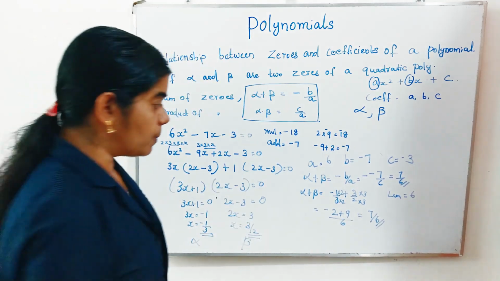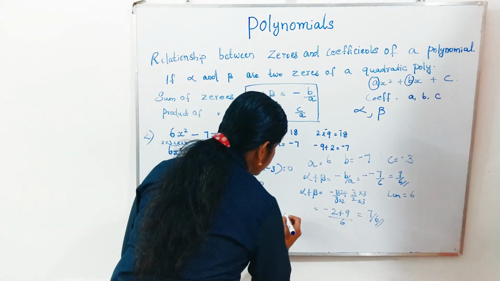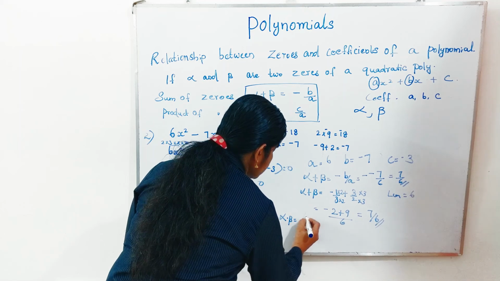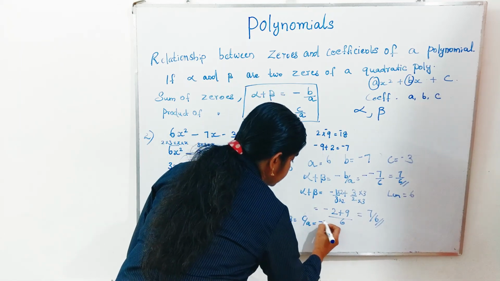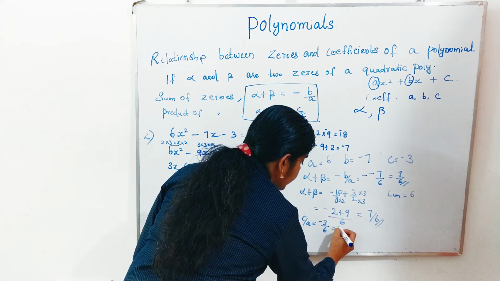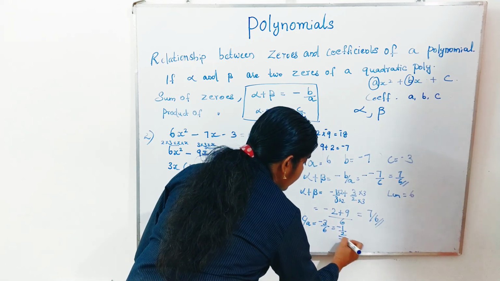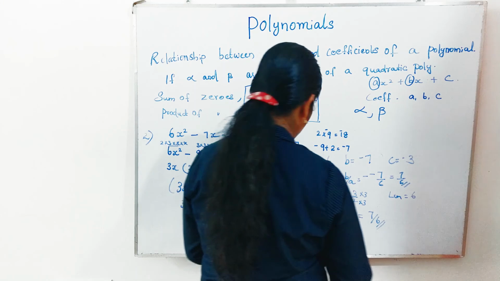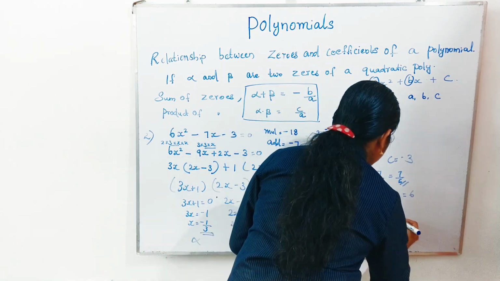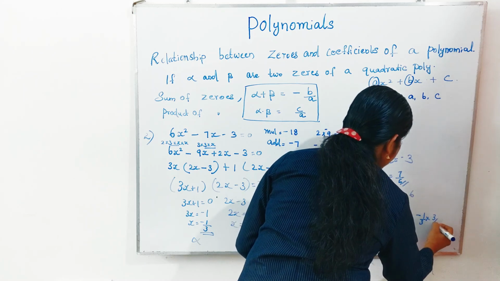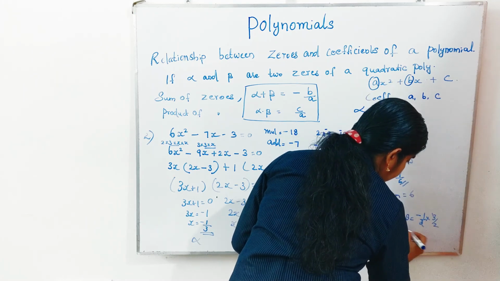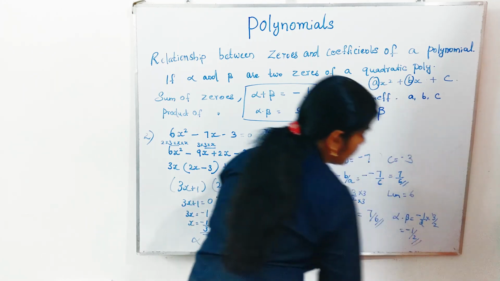Next, by using the formula, alpha into beta is equal to c by a. That is minus 3 by 6. If you want, you can write this as minus 1 by 2. Next, using the values, alpha into beta is equal to minus 1 by 3 into 3 by 2. This 3 we can cancel. That also you got minus 1 by 2.